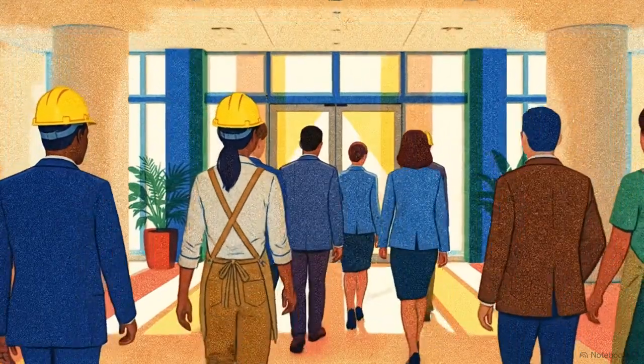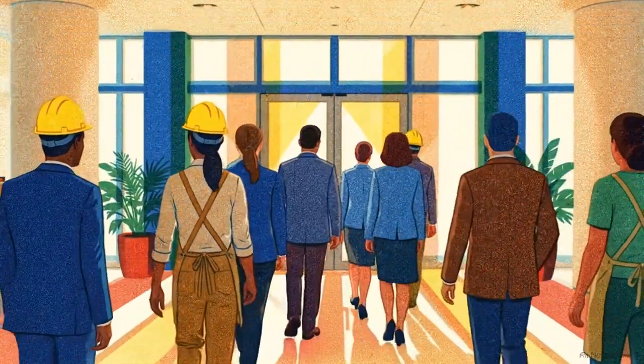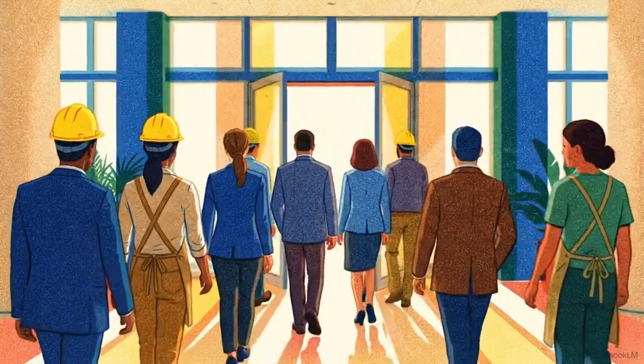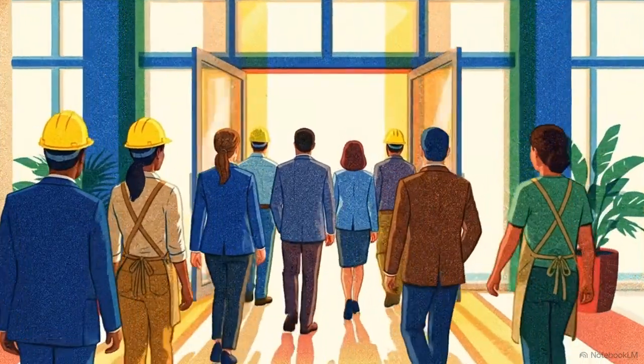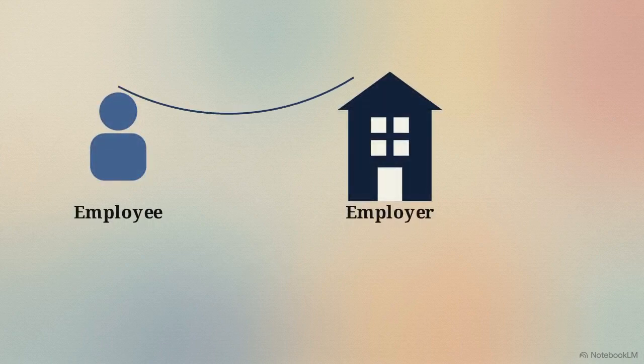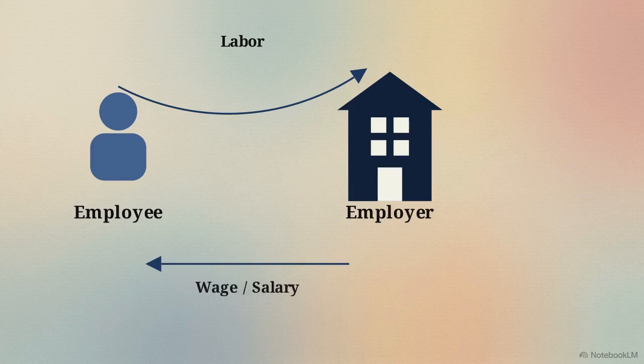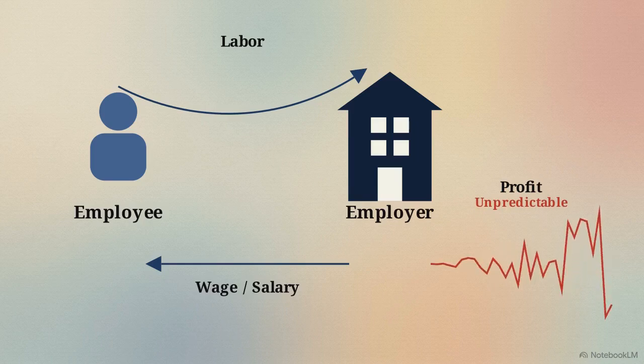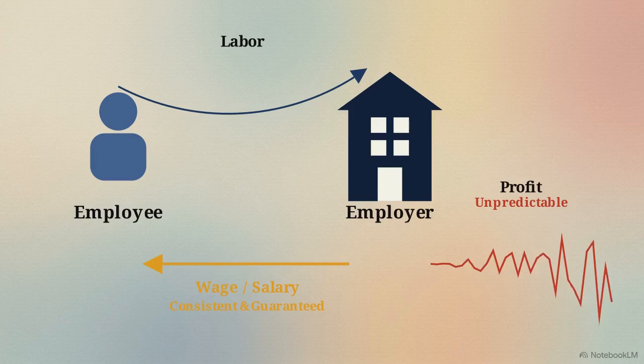To maintain that production, businesses require a steady intake of labor. This leads to the structural counterpart in the bottom box, employment. Employment functions as a direct transaction. A person provides their labor to an employer in exchange for a fixed guaranteed return, such as a wage or a salary. There is a trade-off in this structure. While the business owner chases a variable and often unpredictable profit, the employee receives a set amount of compensation that remains consistent regardless of the company's daily margins.